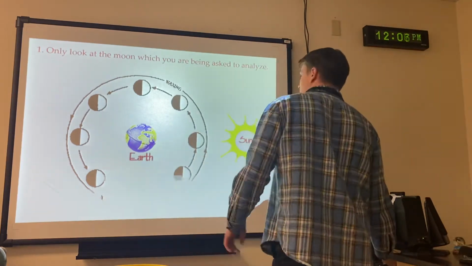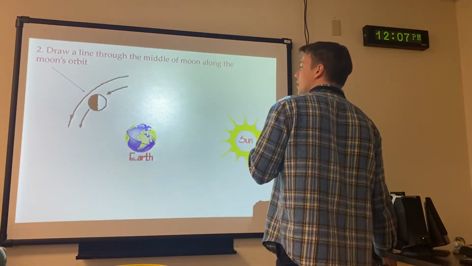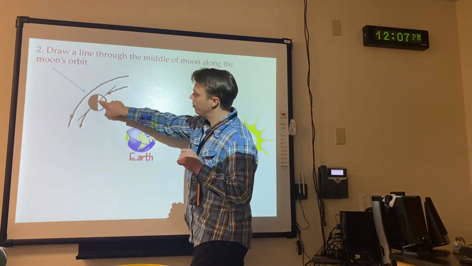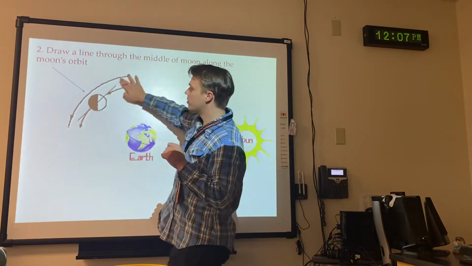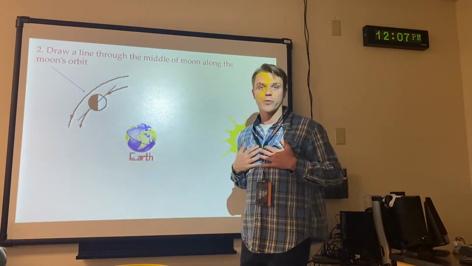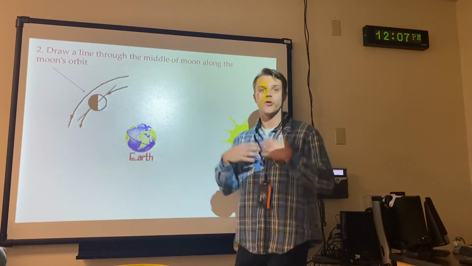For this step, after we point it out, we look at the moon's orbit and we draw a line connecting this arrow to this arrow. So this is going to be splitting the moon in half. Why are we doing that? Because we are on Earth. We want to know what the moon looks like from the Earth perspective.